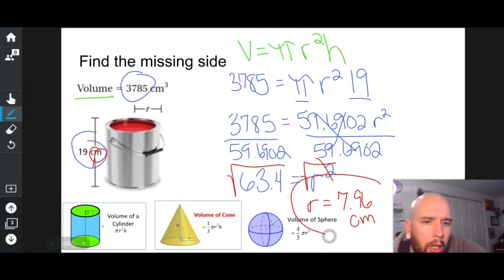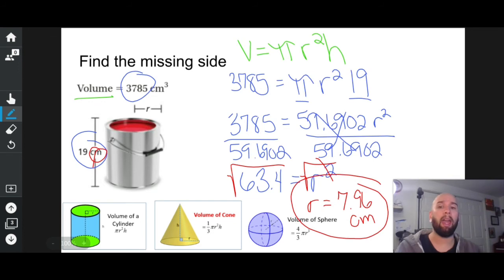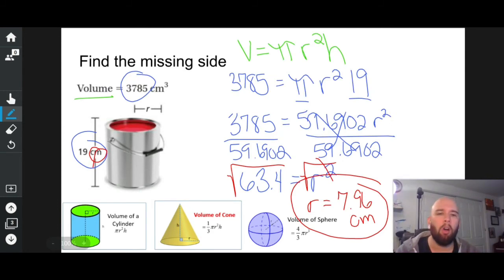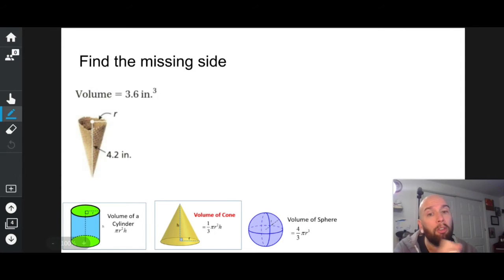Centimeters. Working my way backwards. So it looks like when I have to find the radius of something, I have to end up square rooting everything. At least when it comes to a cylinder. When I had to find the height of a cylinder like I did back here, I didn't have to take the square root of both sides. But since this is r squared and I have to find r, I had to take the square root. So sometimes you square root, sometimes you don't.